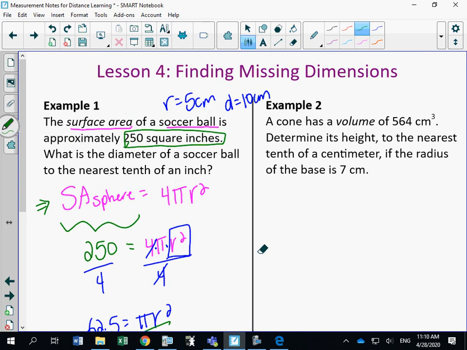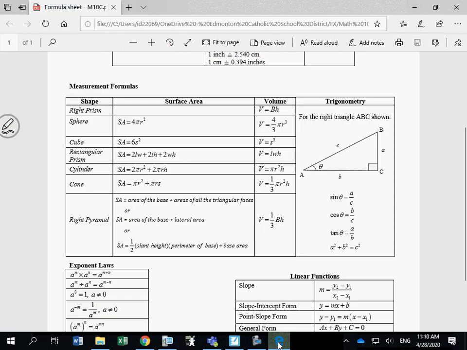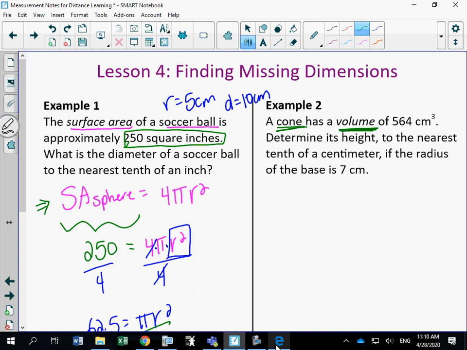Let's go to this question. A cone has a volume. Those are the only two pieces of information I need in order to figure out what formula I'm going to use. I'm looking for volume, and it says a cone. So the volume of a cone is 1/3 pi r squared h.